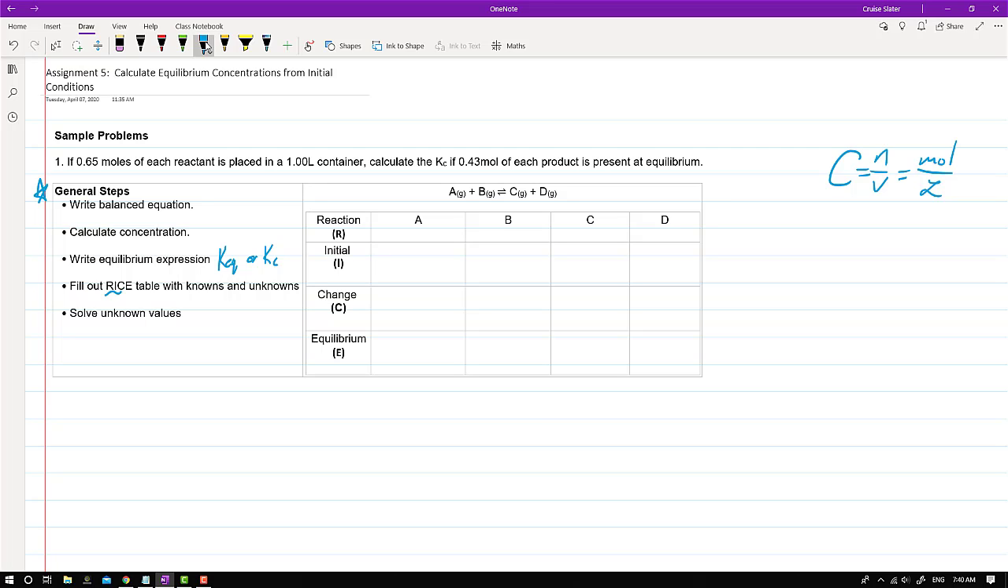We then want to fill out this thing called a RICE table, which is going to be my focus for the next few minutes, with both the knowns and unknowns from the question. And then finally, we want to solve for an unknown value. We want to actually answer the question that's being asked of us.